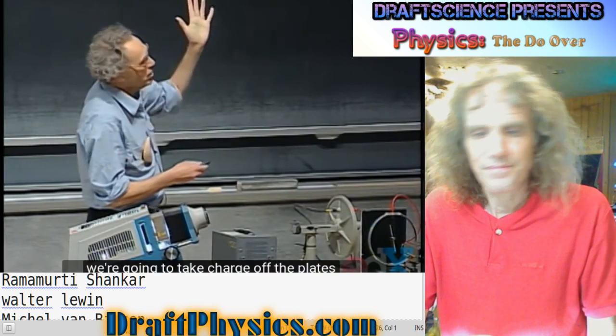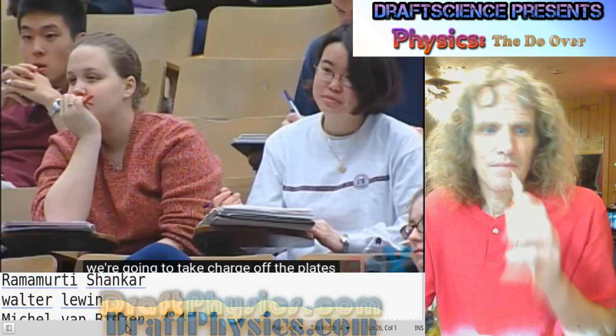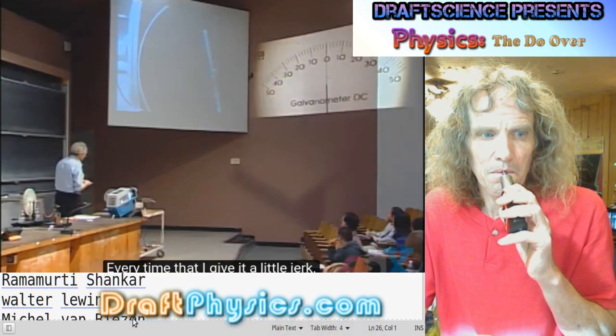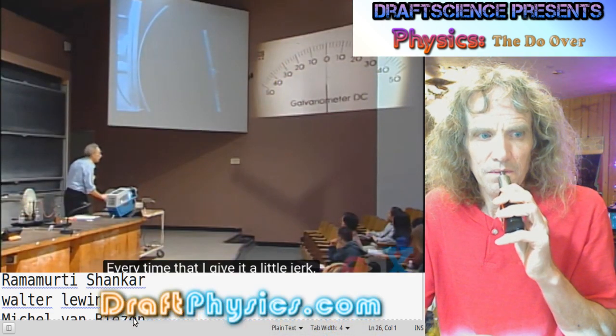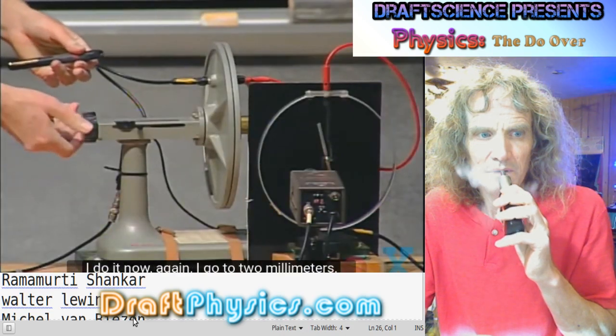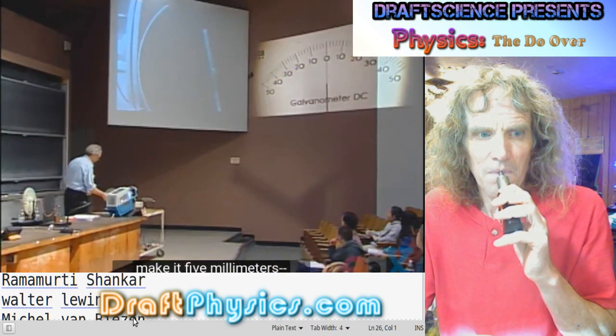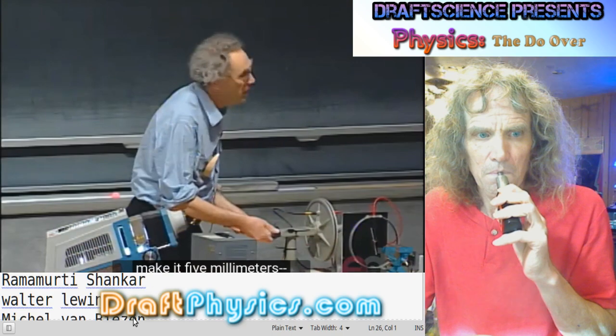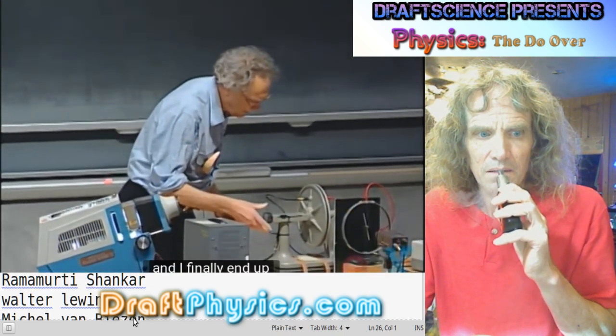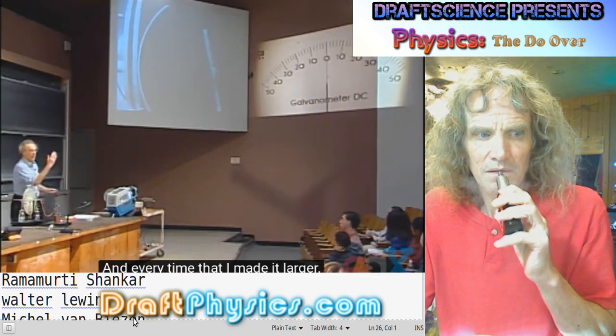As we open up, we're going to take charge off the plates, and so expect the ammeter to go to the left. Every time that I give it a little jerk, I do it now, it's going to the left. I do it again, I go to 2 millimeter, 3 millimeter, 4 millimeter, 5 millimeter, 6 millimeter, and I finally end up at 7 millimeters. And every time that I made it larger, you saw the needle go to the left, every time I took some charge off. So that is demonstration number 3.